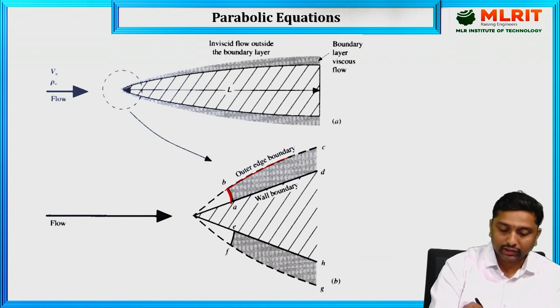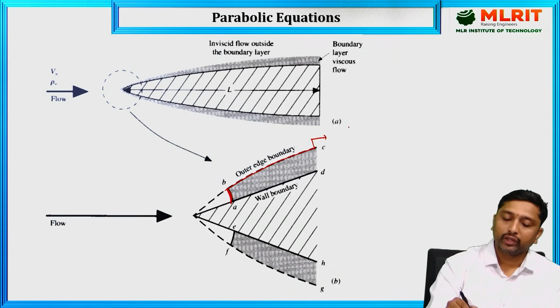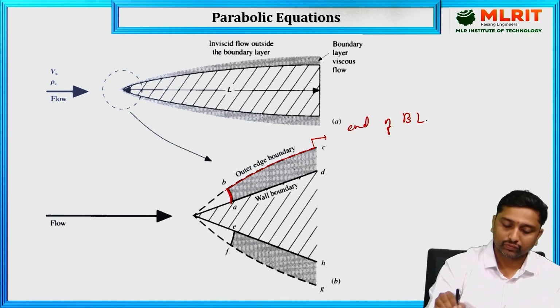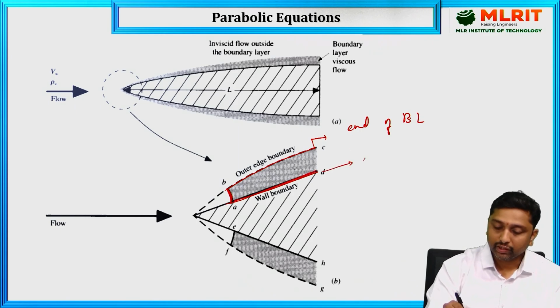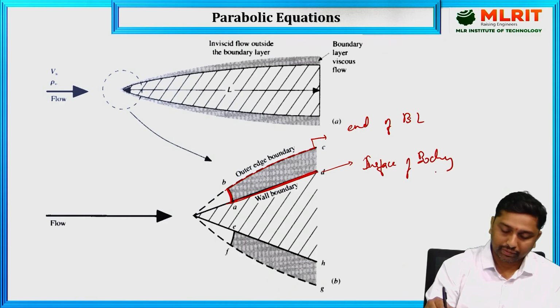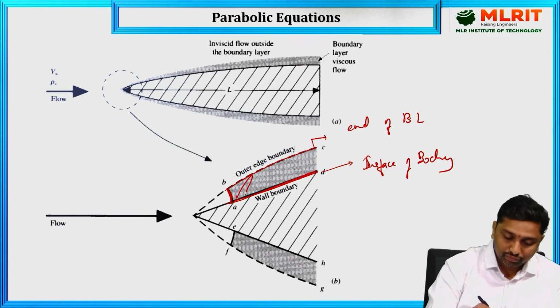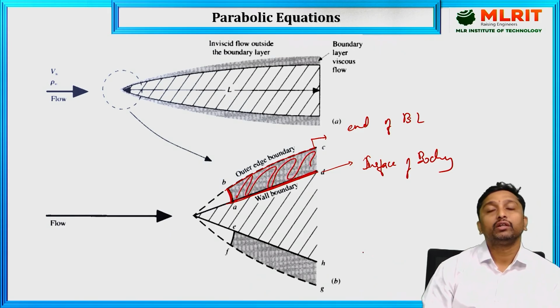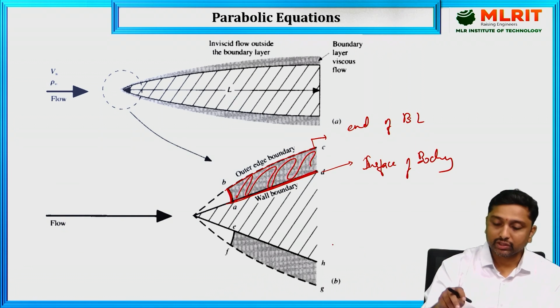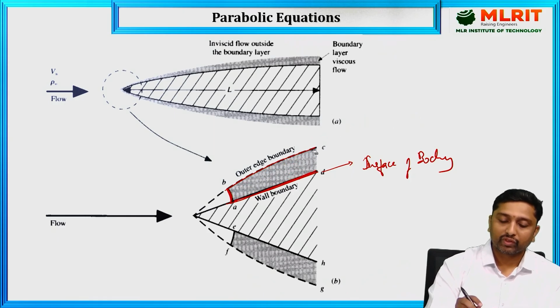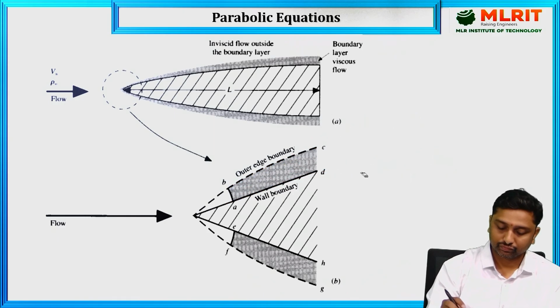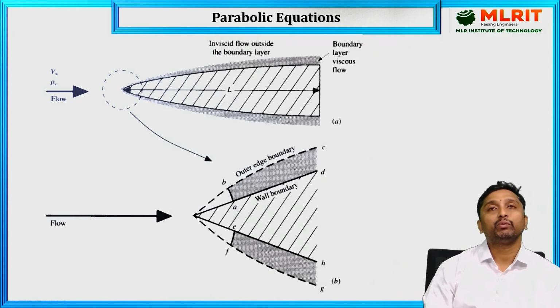And the outer edge of the boundary is nothing but the end of the boundary layer, and the inner layer is nothing but the surface of the body, or we can call it the wall boundary condition. So the development of the viscous behavior, or the viscous nature of the fluid inside the boundary layer, can be assumed to be the best example of parabolic equations.